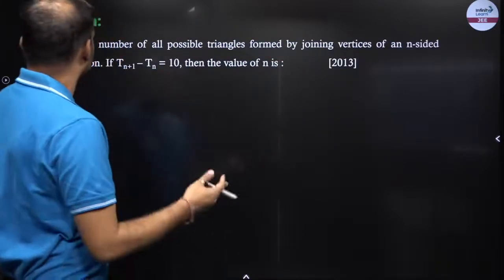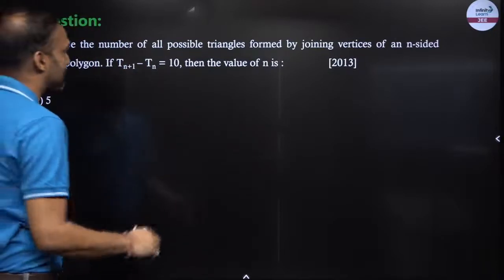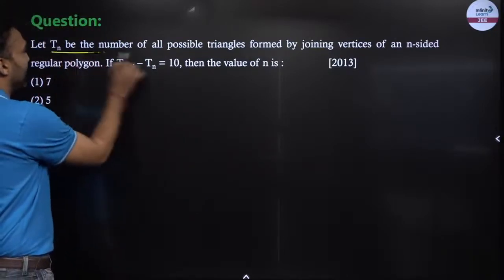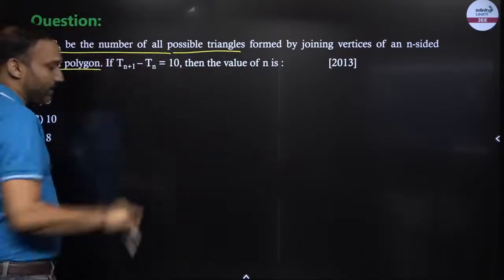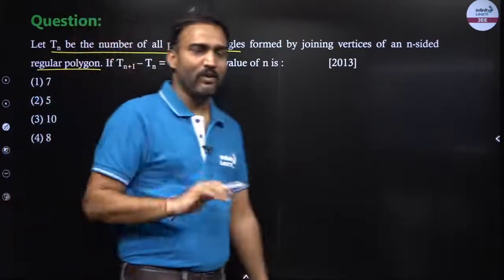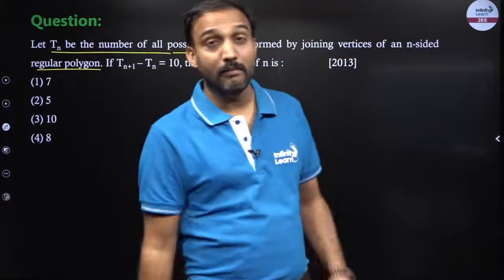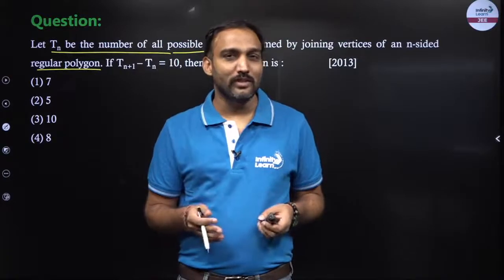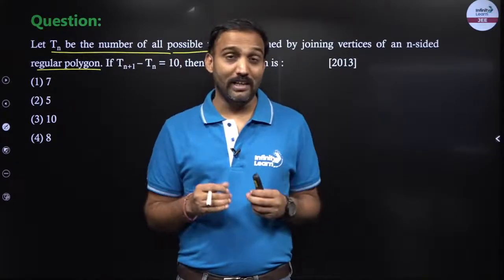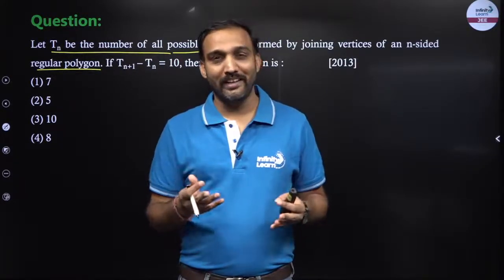So the next question is exactly based on the same concept. Now you have Tn, the number of all possible triangles from an n-sided polygon. So now I have a polygon. I don't have to count the diagonals, but I have to count the number of triangles. For a triangle I need 3 non-collinear points, and on a polygon all the vertices would be non-collinear, right?